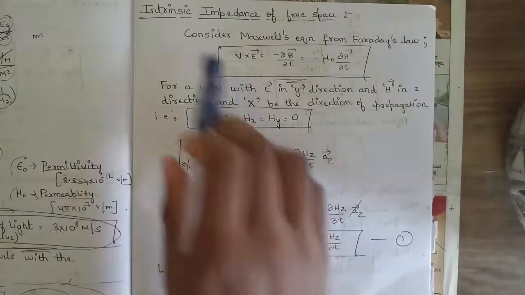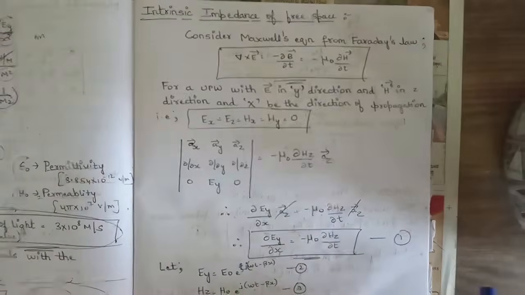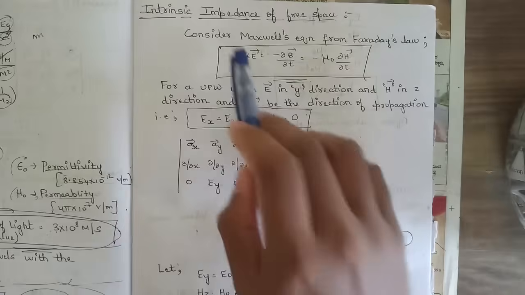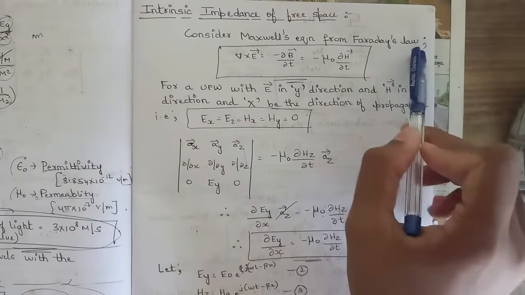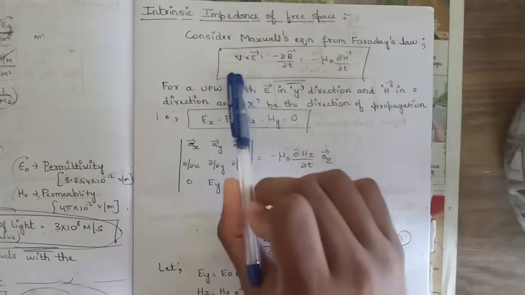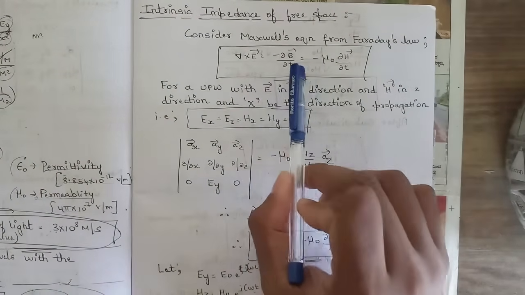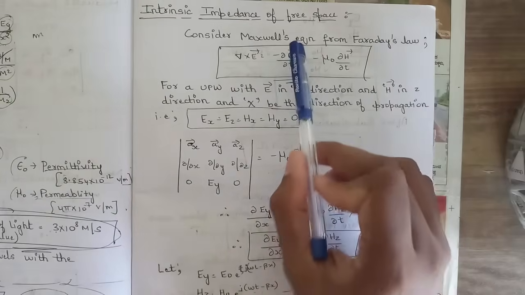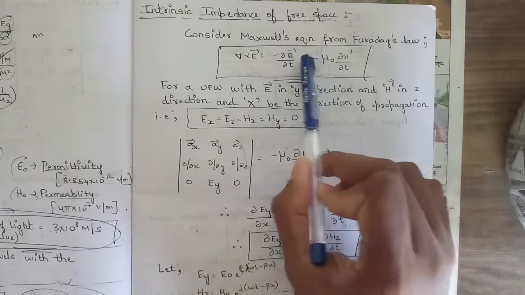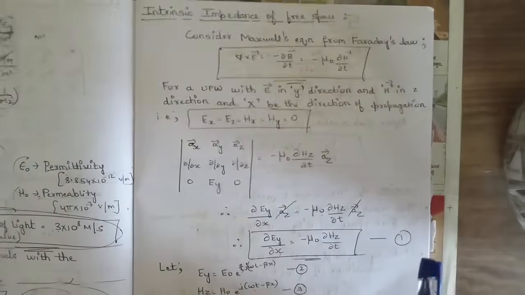So this is the next concept, that is intrinsic impedance of free space. Again, same thing, consider Maxwell's equation from Faraday's law which we have obtained, that is del cross E is equal to minus dB by dt. Again B is equal to mu times H, so that's why minus mu naught into dH by dt.